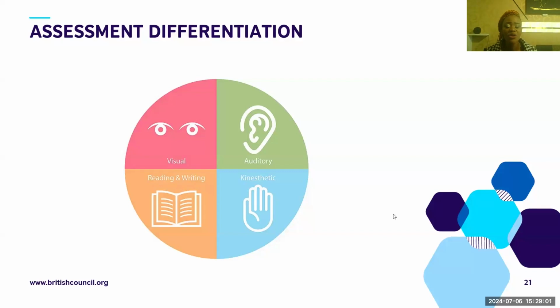Now, how do we make assessment differentiation? We have visual, auditory, and then reading and writing. We have also kinesthetic, so we are going to touch on that. But before I proceed, Linda, can we go to our chat box and see if we can maybe handle some of the comments that they put in the chat box?